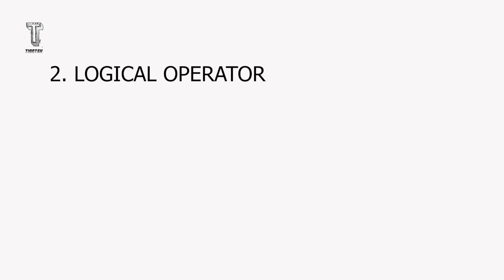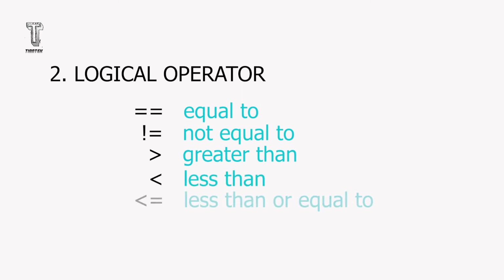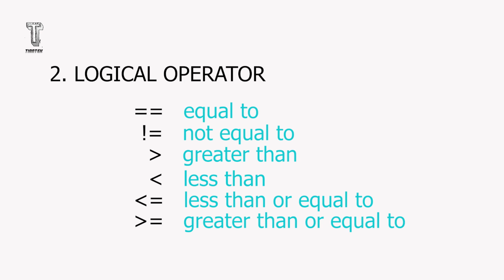Logical operators are also useful if you want to compare 2 or more items. The double equal operator can be used to represent equal to, not equal for not equal to, greater than for greater than, less than for less than, less than or equal for less than or equal to, and greater than or equal for greater than or equal to.